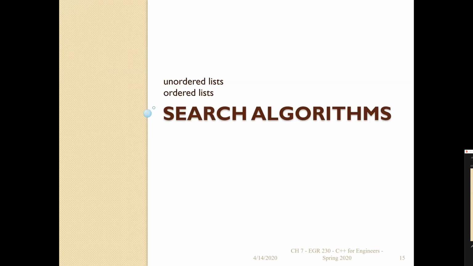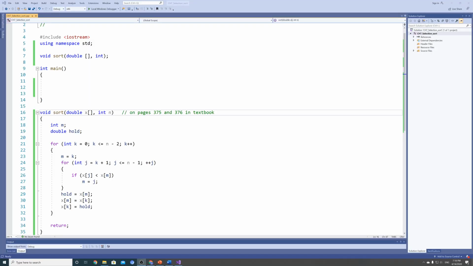And what we'll do is we'll look at some code. Okay, I opened up a project and I just called it chapter 7 underscore selection sort. So this is on the desktop. I just spent the time coding up the sort function. The sort function's on page 375 and 376 in the textbook. And this is a selection sort function.